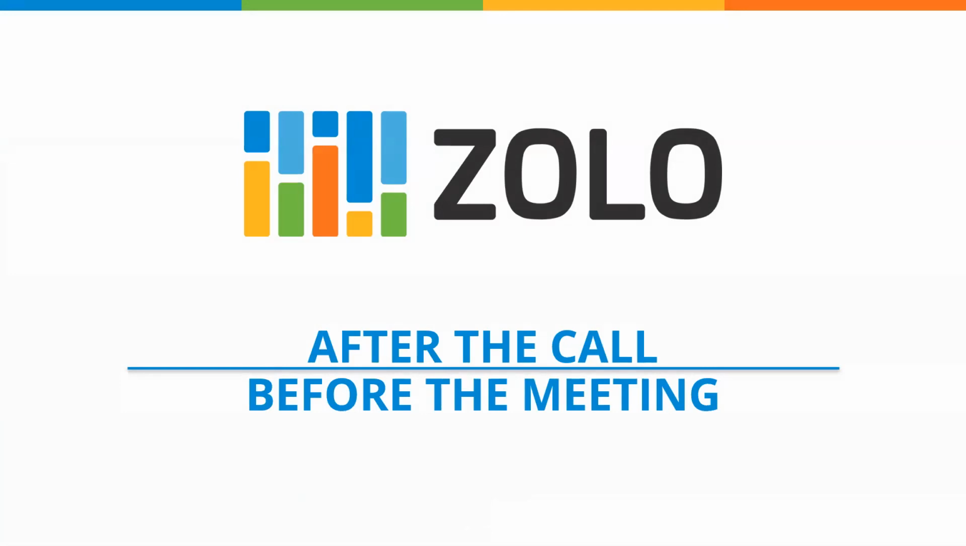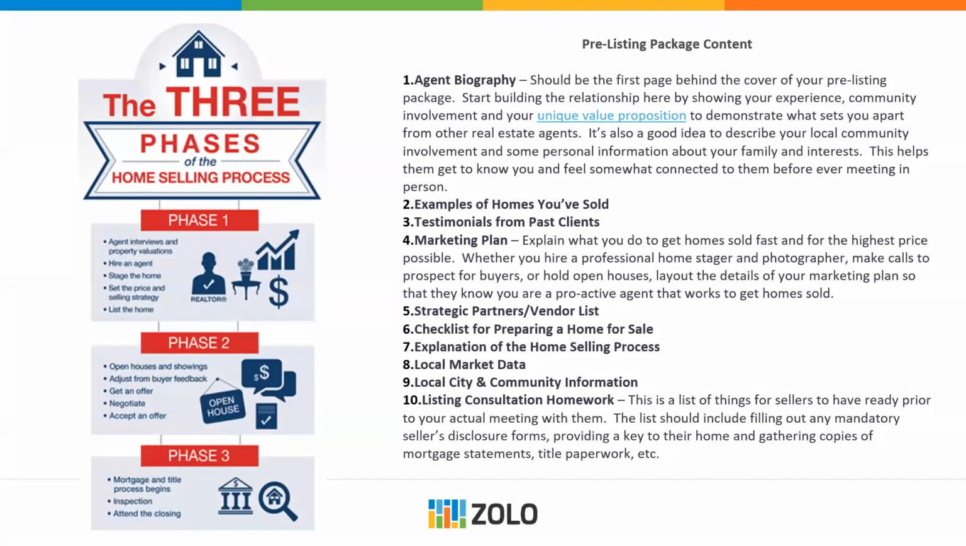All right, so what happens after that initial call and before the listing presentation, right? Oftentimes, nothing happens. There's a lot of agents that get to work, they do the comparables, and then they just wait for the meeting. But maybe there's something that we can do between that call and before the listing presentation. And maybe you send them a pre-listing package.